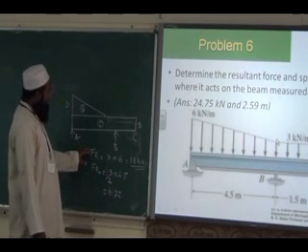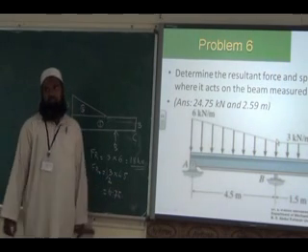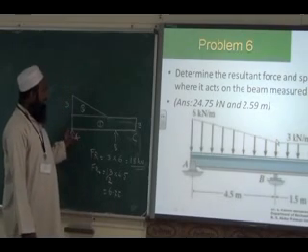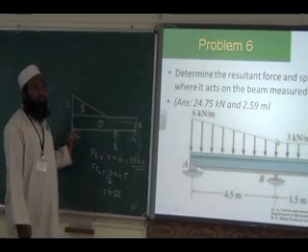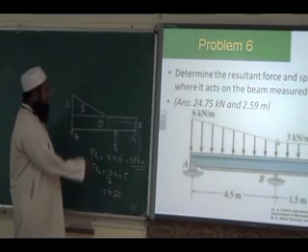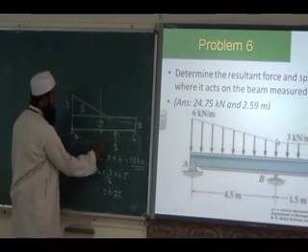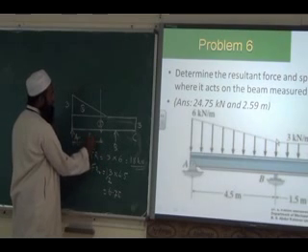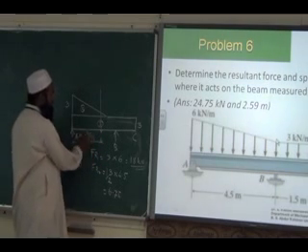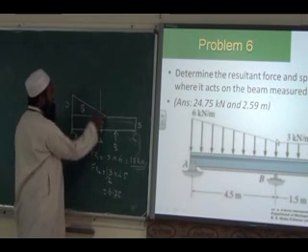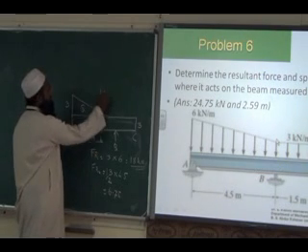Okay. So what are the positions of these forces? FR1 will be acting at the middle of the 6 meters length, at 3 meters. At 3 meters, you will have the first force FR1.